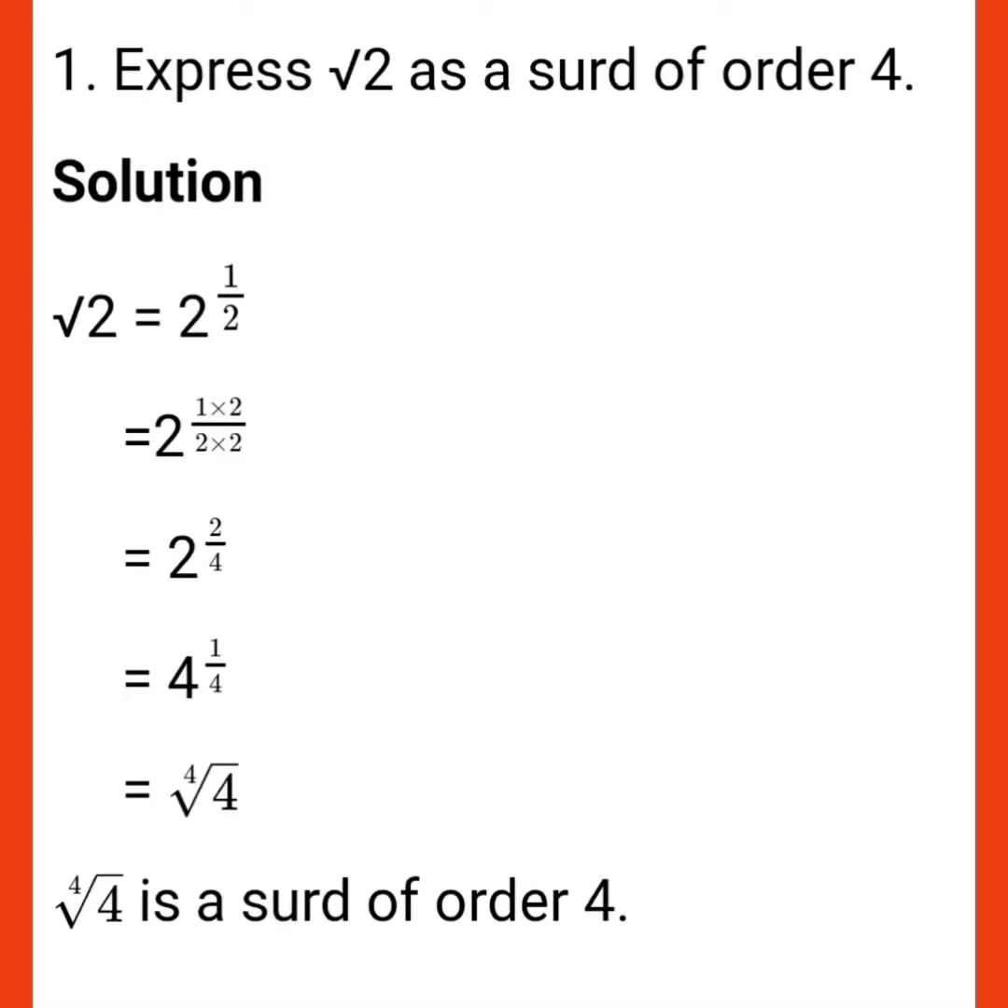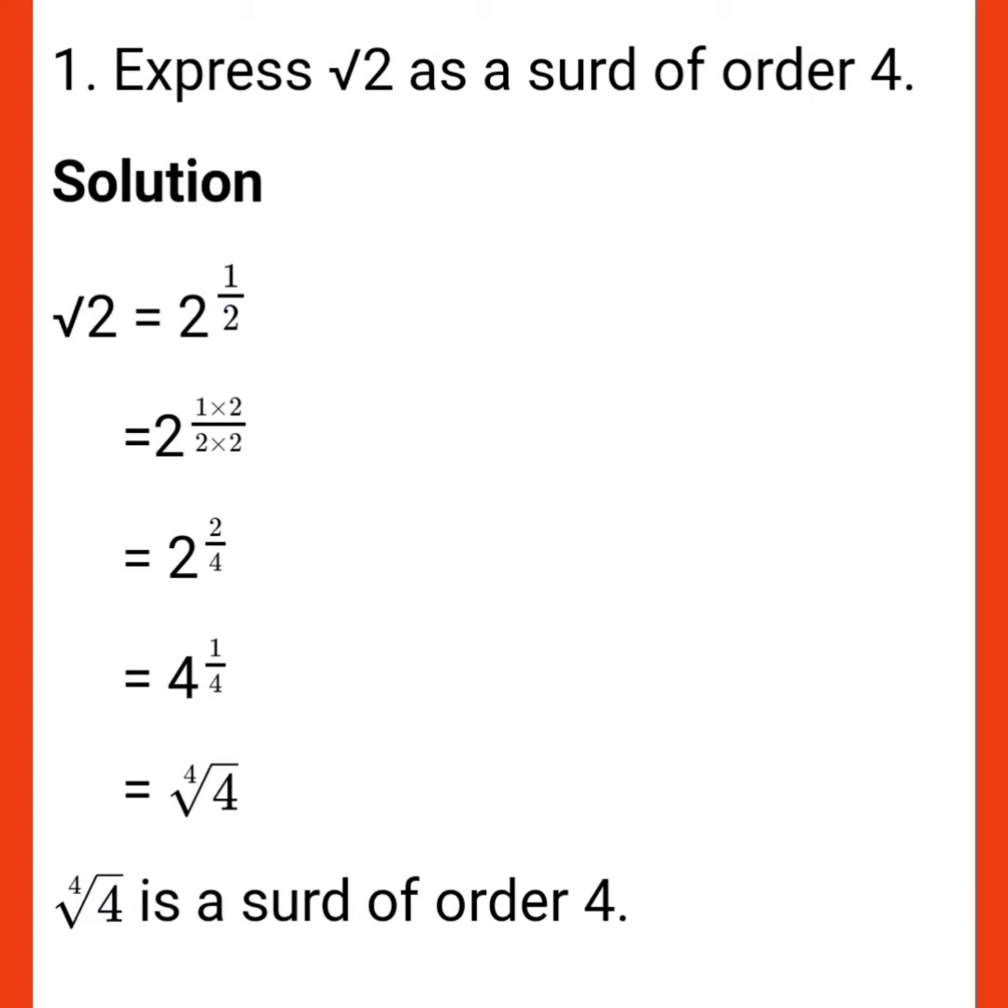Now in this session we will see some examples of surds, as a surd of nth order, third order, second order, etc. Consider this example. Express root 2 as a surd of order 4. The solution you can easily understand.